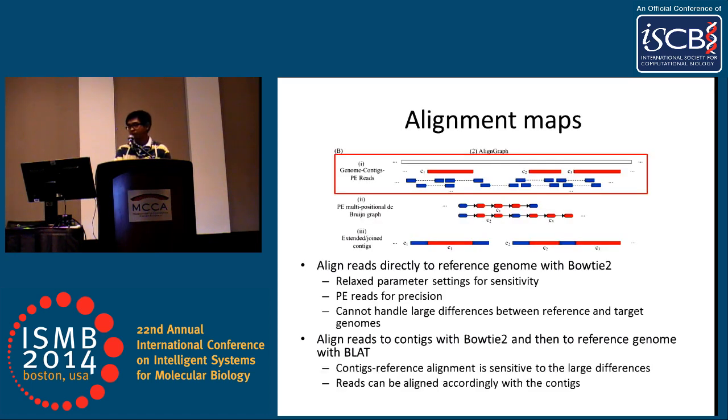So let's see the AlignGraph algorithm. The first step is to align the reads and the contigs to the reference genome. So we align the reads directly to the reference genome with Bowtie 2. Bowtie 2 is a highly tunable aligner. So we can use relaxed parameter settings for good sensitivity, and we can use paired-end read alignment for good precision. And here the problem is we cannot handle large difference between target genome and the reference genome because the reads are short and the difference might be very large.